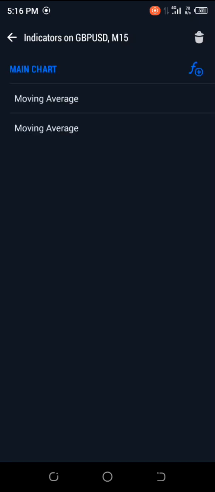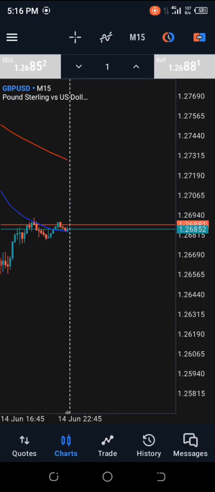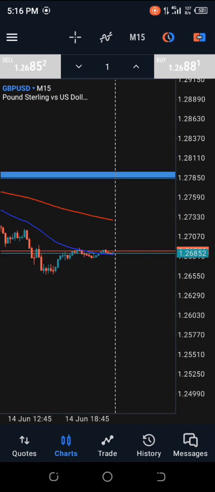So I'll go back to the chart right here, and boom, this is what we have. You can see the red and the blue. So the blue is the 50 MA and the red is the 200 MA. And don't forget what ChatGPT told us. He said whenever the 50 MA, which is the 50 moving average, crosses above the 200, I should be buying. And it also said whenever it crosses below the 200, I should be selling.